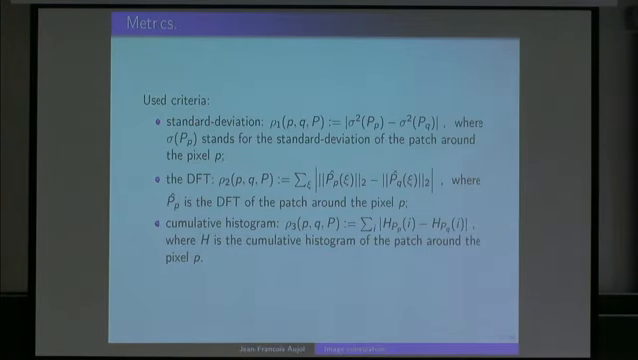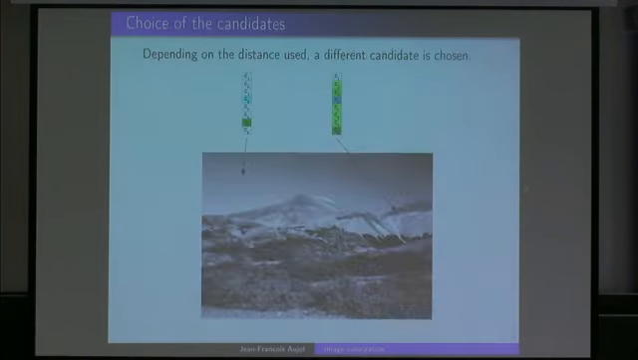So what we do is that we use several distances, several metrics. So here are the ones we have used, but you could use all the metrics you want. It's not meant to be the definitive list of metrics you should use. And so we use the standard deviation, the Fourier transform, and the cumulative histogram with different sizes of patches. And all in all, we will use 8 different metrics. And then the game is to find which is a good metric for your pixel.